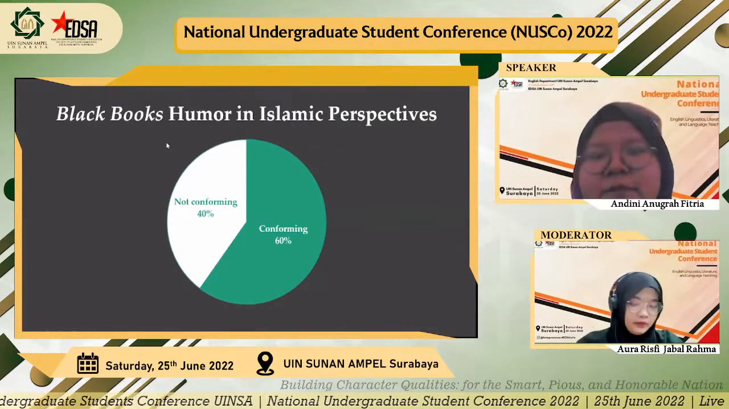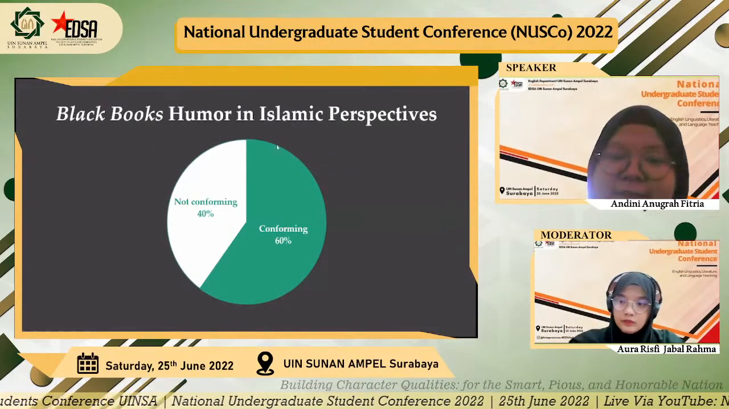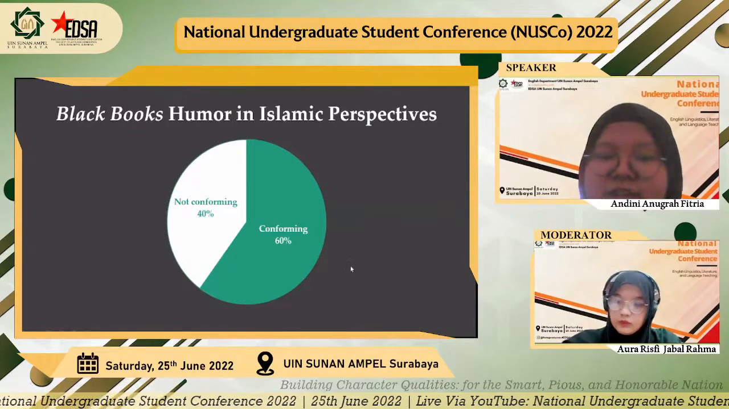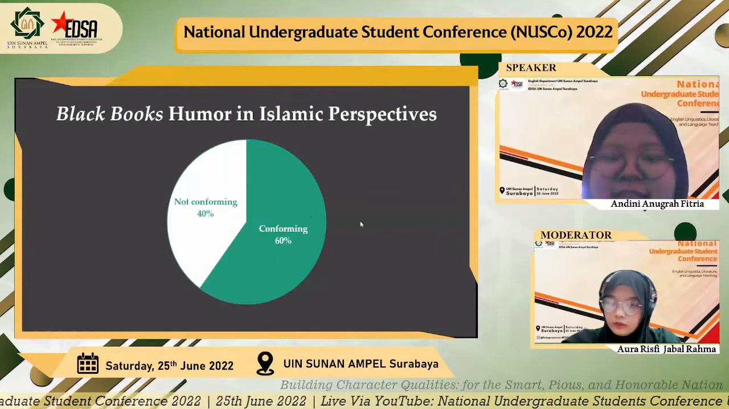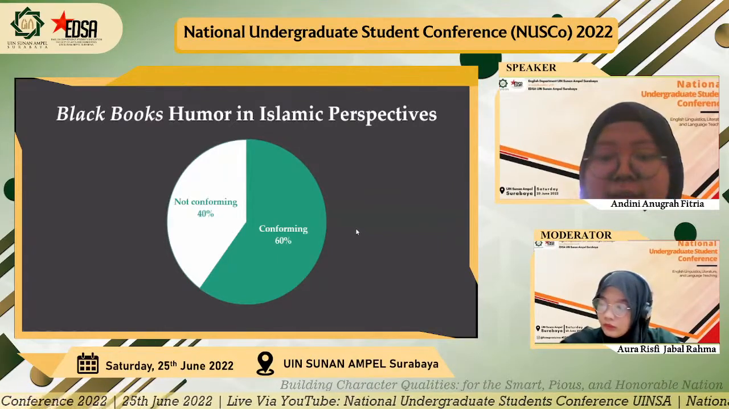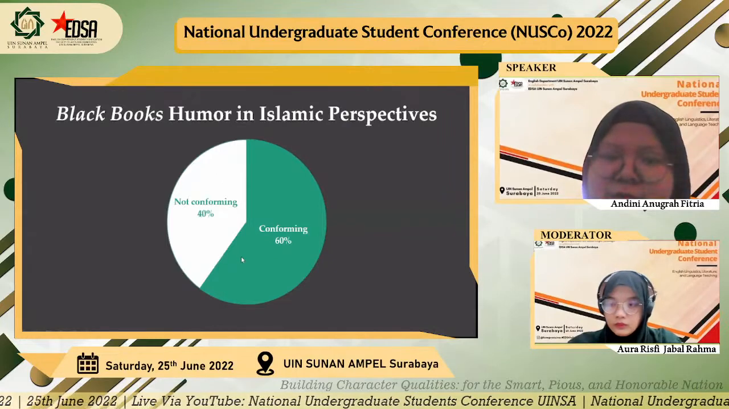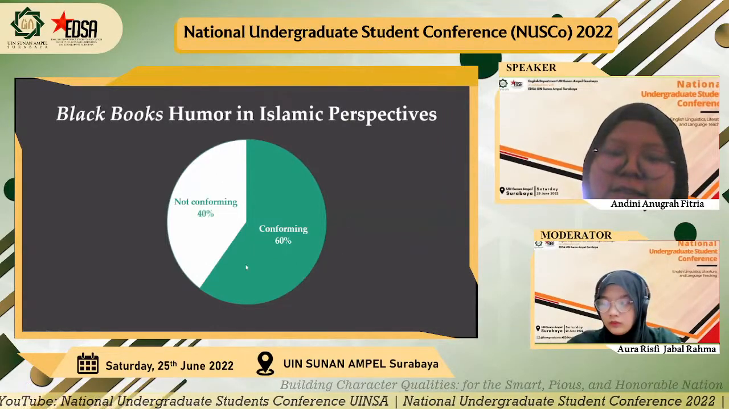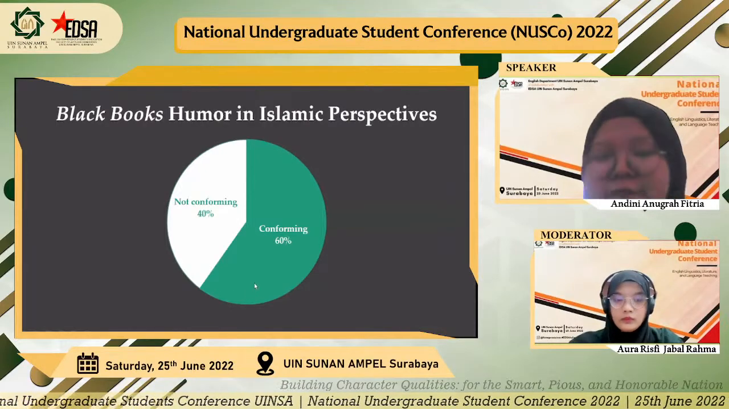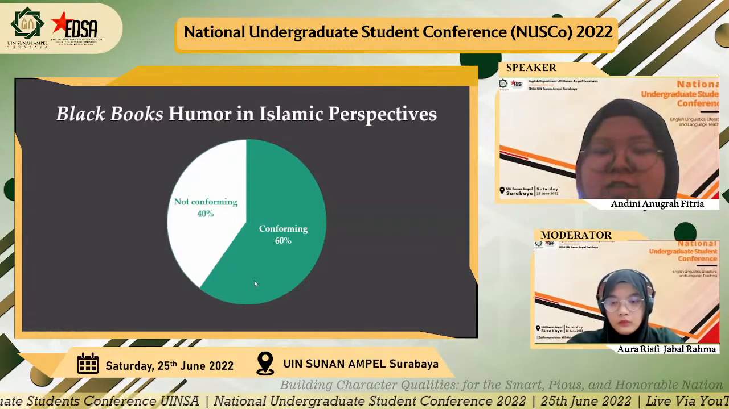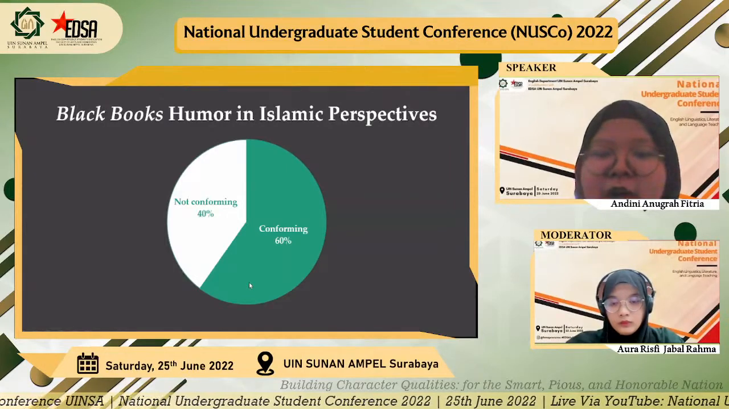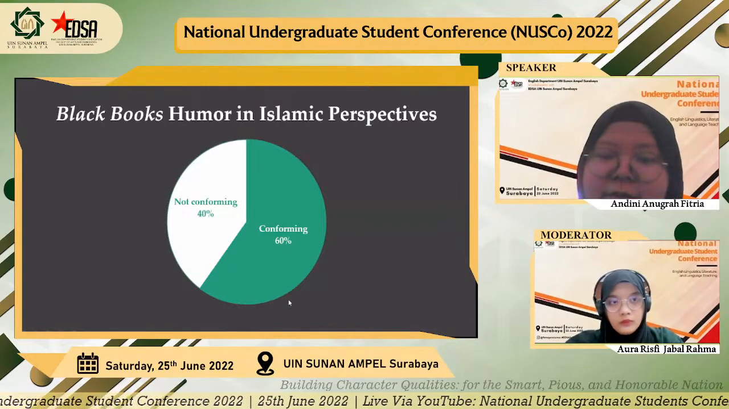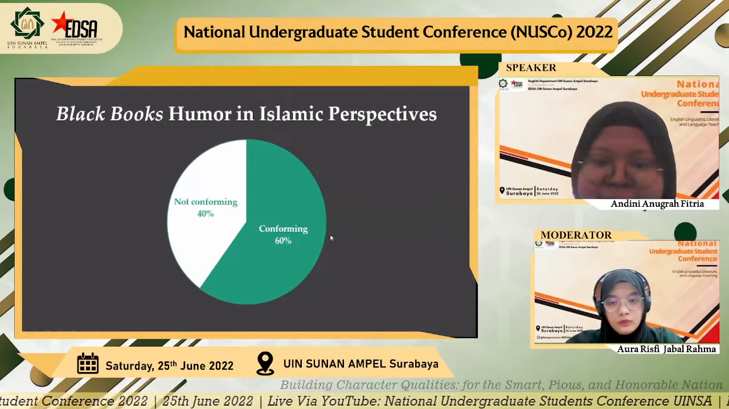Concerning the verbal humor utterances in the Black Book series perceived from the Islamic perspective, as you can see in the pie chart here, it is evident that the utterances tend to conform with Islamic values of humor, although the ratio is not significantly wide. The slight gap is caused by the fact that the non-conforming utterances are mostly constructed using the flouting or violation of the maxim of quality, which is the most frequent verbal humor occurring in the series.